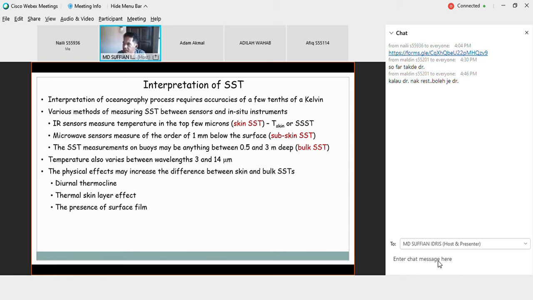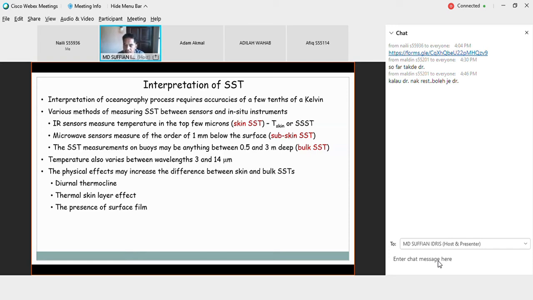So various methods of measuring SST between sensor and in situ measurement. For IR sensor, infrared sensor biasanya dia akan ukur in the top few micron, micron centimeter. That's why it's known as skin SST. Microwave sensor measures in the order of 1 millimeter below the surface, so it's known as sub-skin SST. Yang kita buat in situ punya measurement tu kita panggil sebagai bulk SST. Bulk SST measures anything between 0.5 to 3 meter.